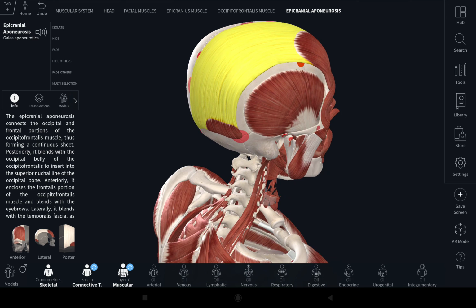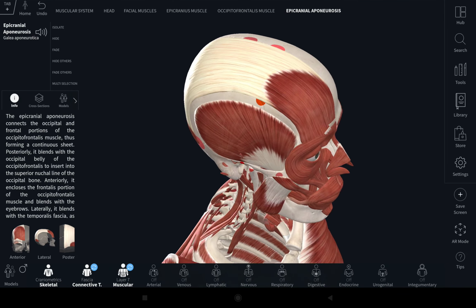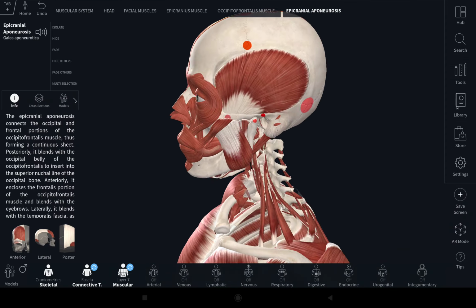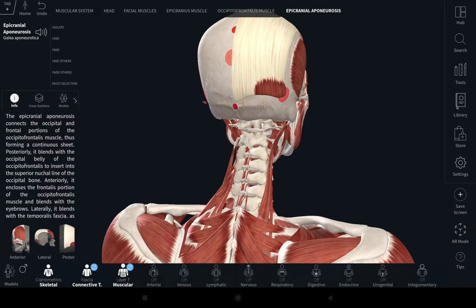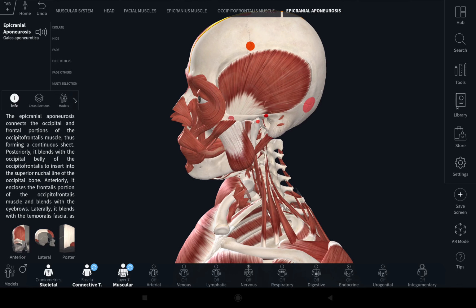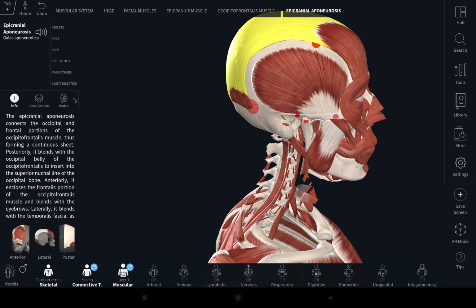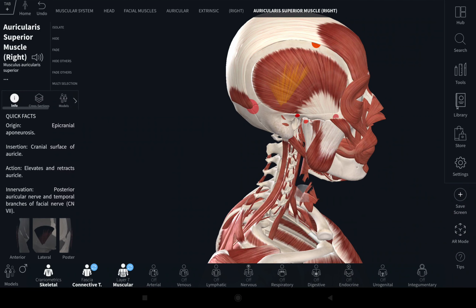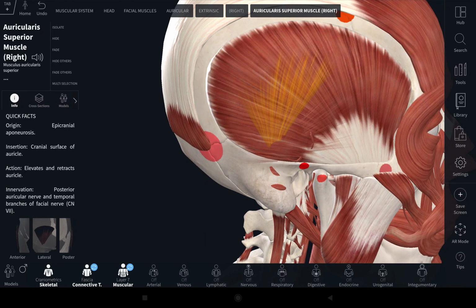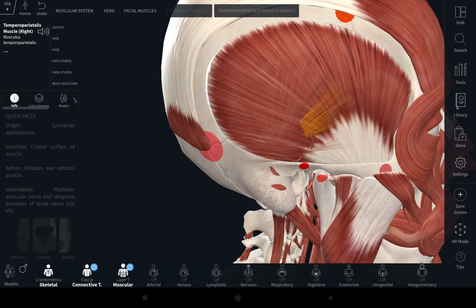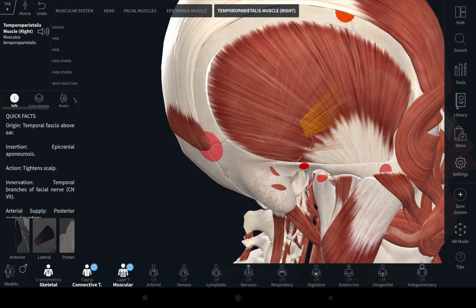This is the epicranial aponeurosis. This muscle is the temporalis muscle. This is the auricularis superior muscle, and this is the temporoparietalis muscle.